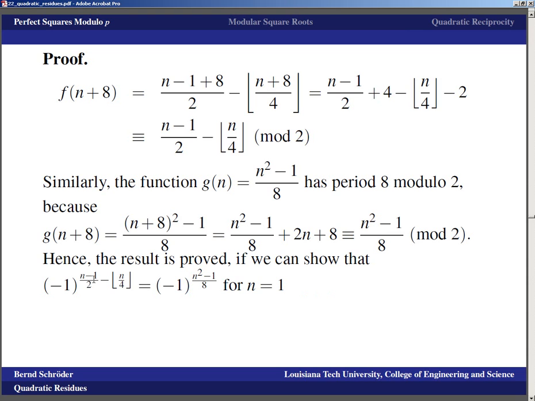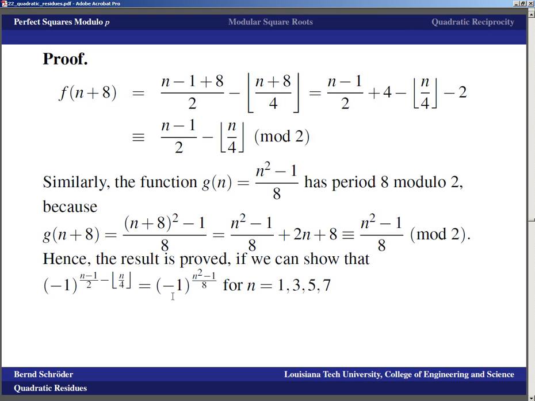For n equals 1, we get an exponent 0 here, we get an exponent 0 here, so that works. For n equals 3, we get an exponent 3 minus 1 over 2 is 1, minus 0, so we get an exponent 1 on the left, and we get 9 minus 1 over 8, which is 1, same exponent on the right. For n equals 5, we get 5 minus 1 over 2, 4 over 2 is 2, minus 1 is 1. And we get 25 minus 1 is 24 over 8 is 3, so we get negative 1 to the first, negative 1 to the third. That's the same thing on both sides.